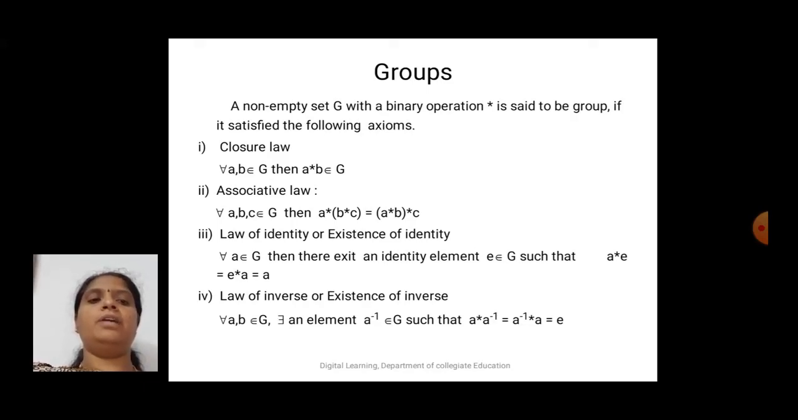Wherever we have a star a inverse, that is a with the inverse element of a, a inverse means 1 by a. A and a get cancelled, we would get 1 in other operations, but in the group we are going to get it as e here.